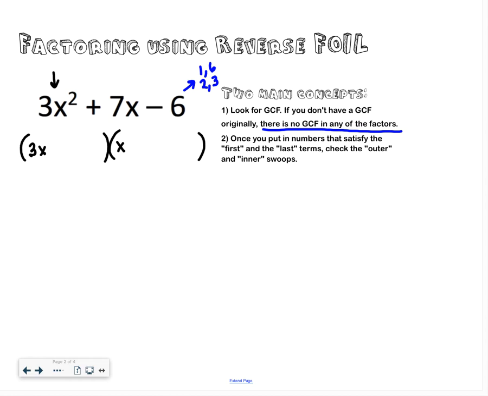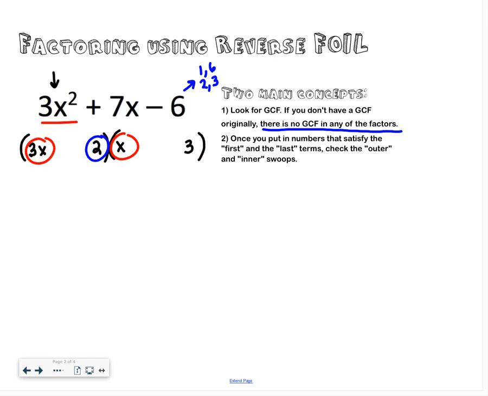So that means I only have possibilities of 1 and 2. So let's say I try the 2. I'm going to go ahead and put the 2 there, and then that means I would need a 3 on the outer. So right now I'm good because I have my 3x and x multiplied to be 3x squared, my first terms, and my 2 and my 6 will multiply to be negative 6 as long as they're different signs.